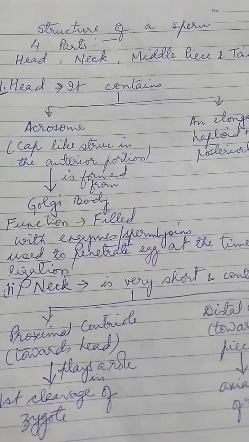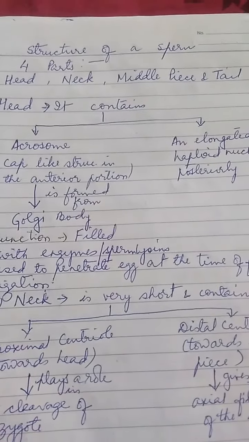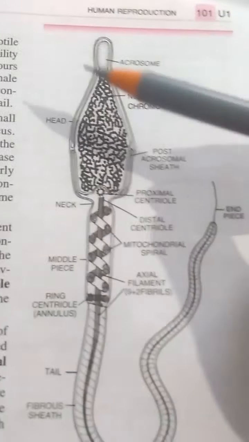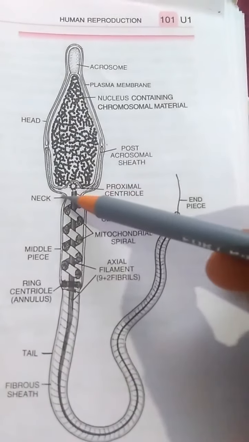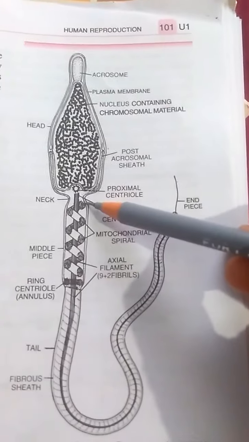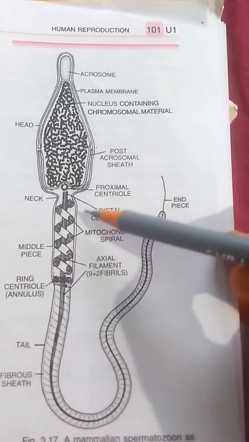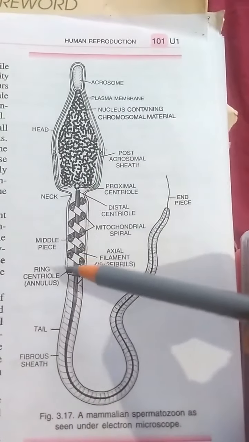A sperm has 4 parts: head, neck, middle piece and tail. In this diagram you can see from here to here, this is head. This constricted portion is the neck. After neck, this is middle piece and then is the tail. So these are the 4 parts of a sperm.